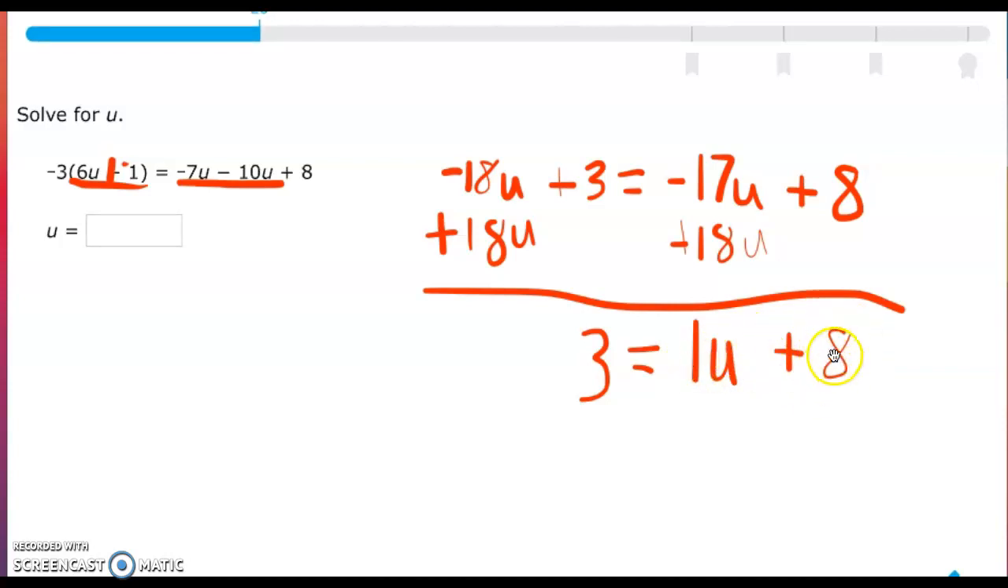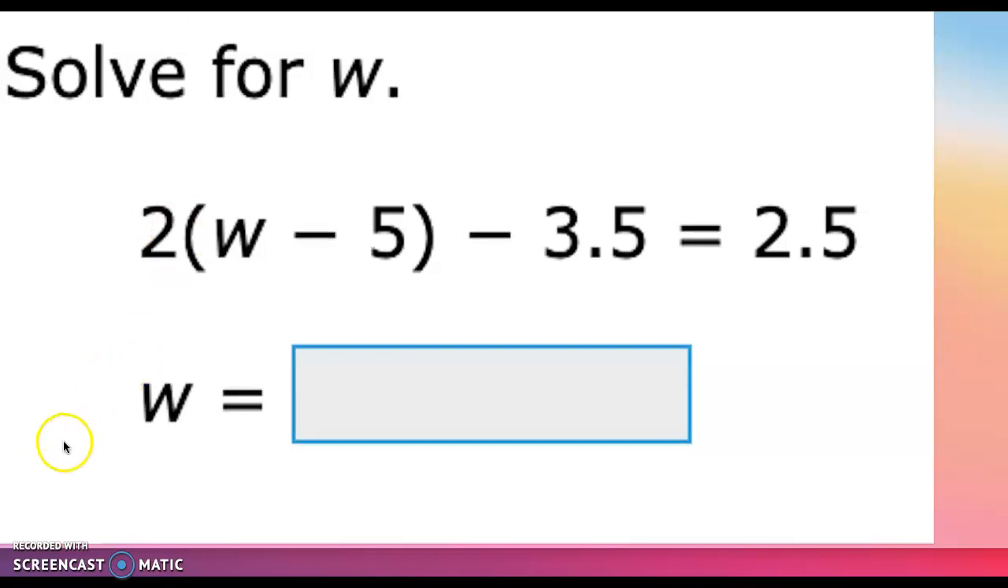Next thing I want to do is get rid of the plus 8. So in order to undo the adding, I subtract 8. And I get -5 equals u. All right, that's how I do that. Let me grab another example for you. I'm concerned that you're not going to be able to see what I'm doing. Okay. So here's an example that you might have already done.